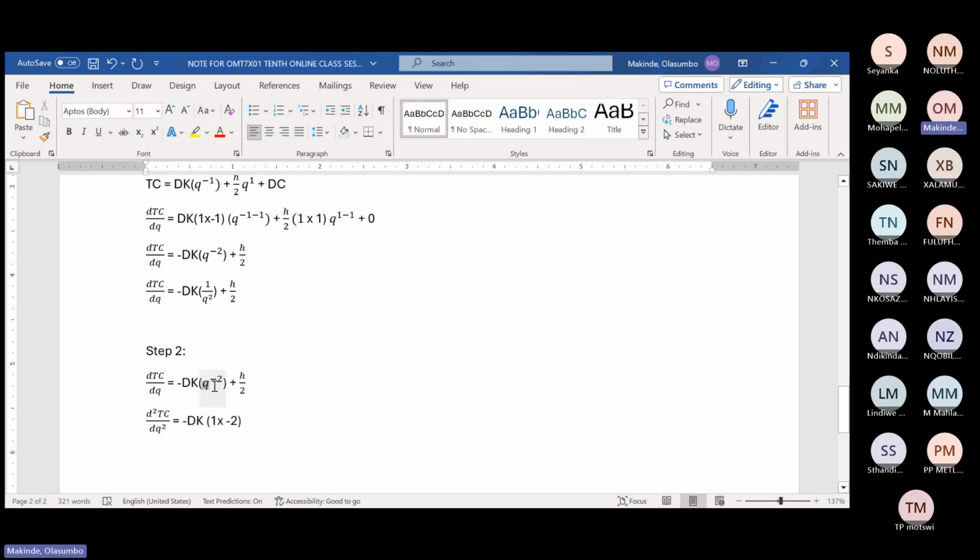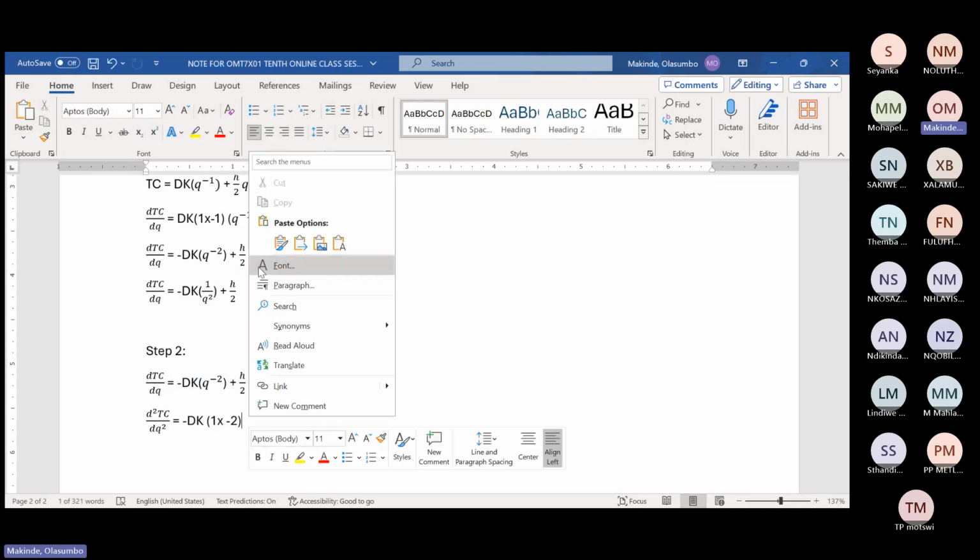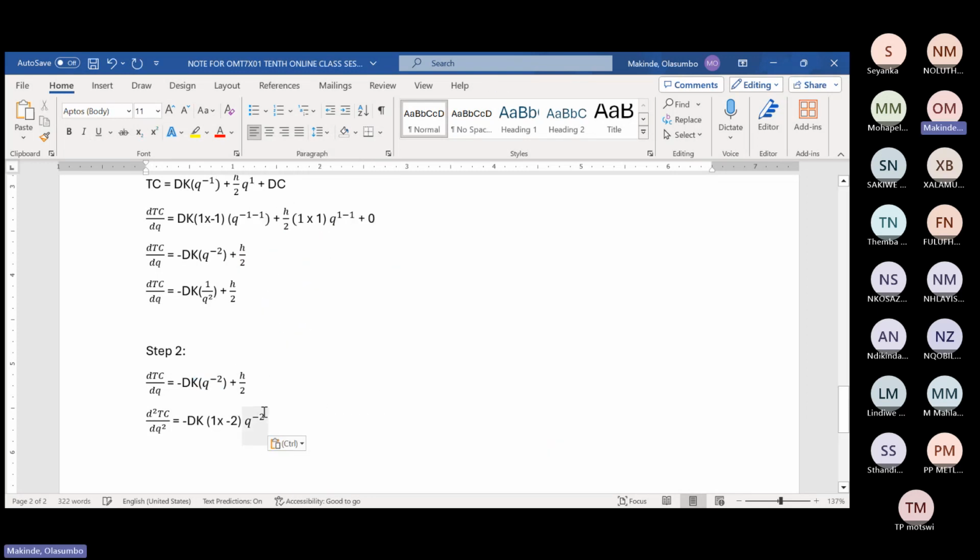Then you bring that Q raised to minus 2, let it repeat itself. Then you subtract 1 from the value in the power. That's how we do it. So that is what you have there. Then when you differentiate h over 2, it doesn't have Q. Anytime you differentiate a value that doesn't have Q, I told you it will give you 0. It doesn't have the variable of interest that you are differentiating with respect to. So that will give you 0.